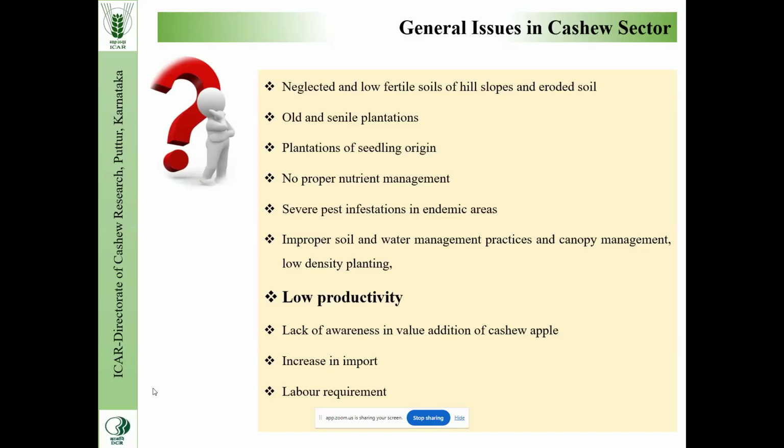Next comes the increase in import. We are importing more nuts from West African countries, mainly because our domestic demand is higher. We couldn't meet the domestic demand for cashew kernels, so to meet that demand, we are dependent on importing. Another important factor is labor requirement. As I said, separating the nut from the apple and collecting the nuts is labor intensive.